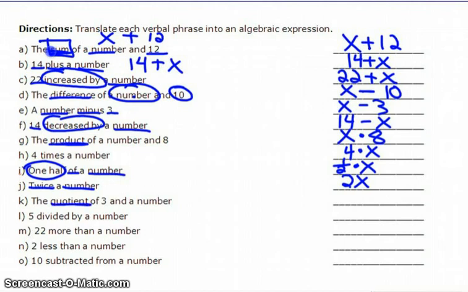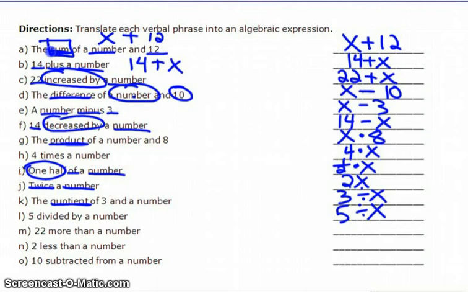Well, quotient means to divide. So I have 3 divided by a number. Now L actually says 5 divided by a number. So 5 divided by a number. Now for M, N, and O, these are a little different, right?